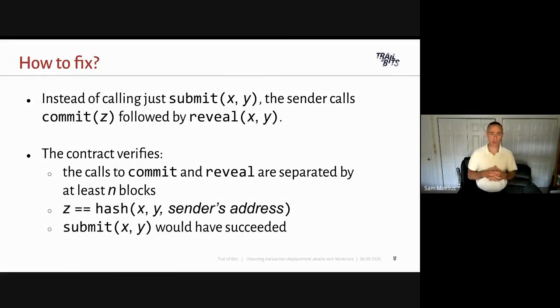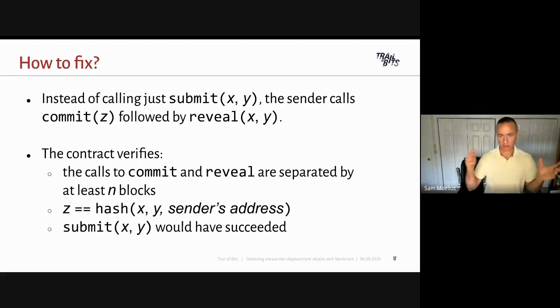So a common way is to use a commit reveal scheme. With a commit reveal scheme, there would not be just one call, submit. Instead, a sender would call two functions, commit followed by reveal. And what the contract would do is verify that these two calls were separated by some number n of blocks. It would verify that the value z, which was committed to, is the hash of x and y and the sender's address.